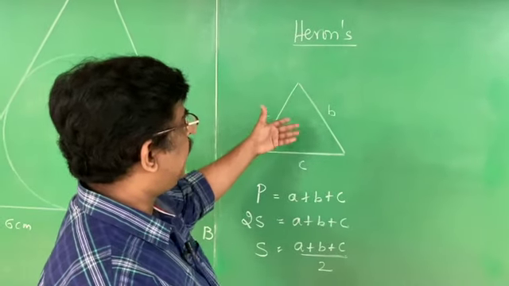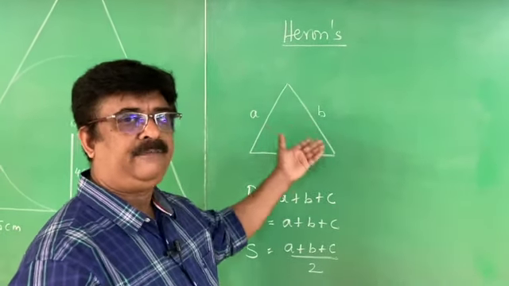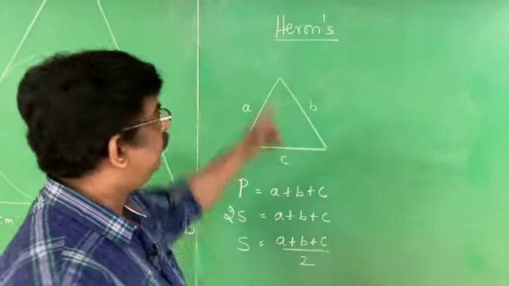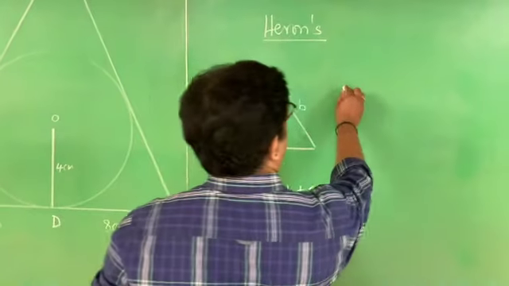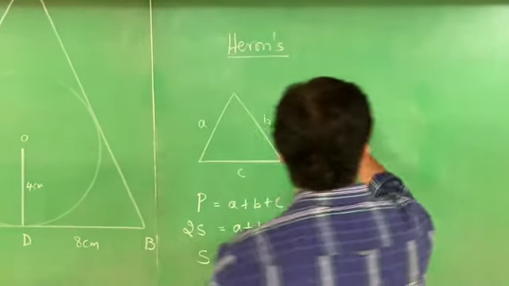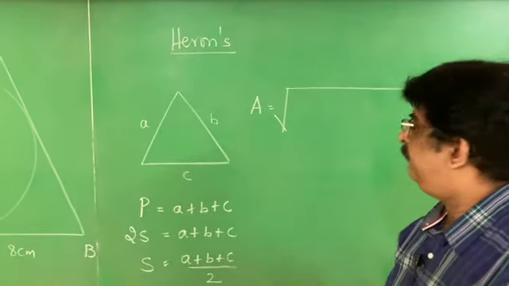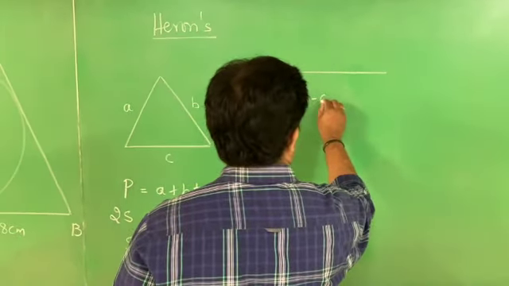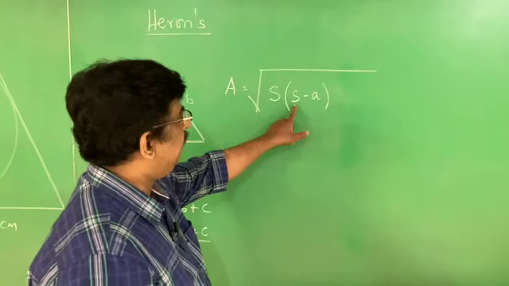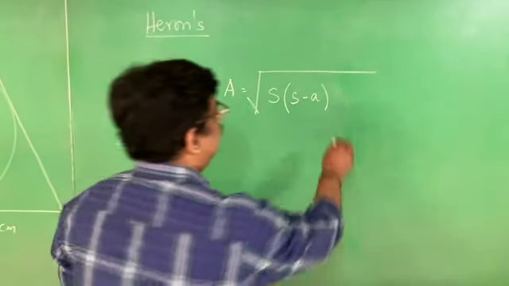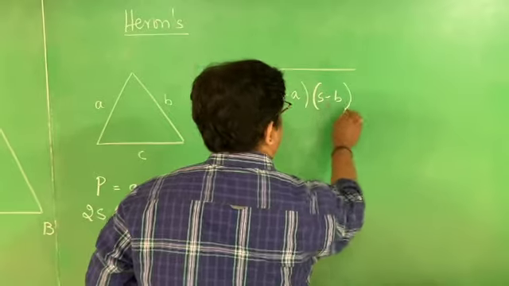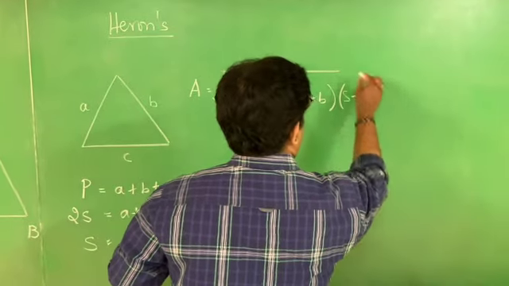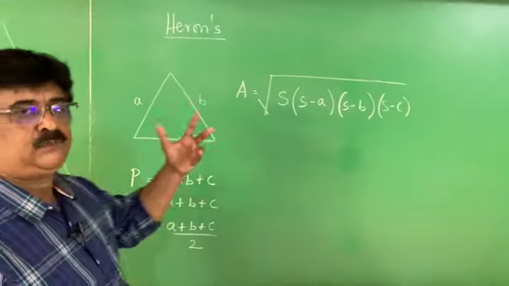Otherwise, to find the area of a triangle, we normally use half into base into height. Here, height is not given. Only 3 sides are given. How to find the area? We are using Heron's formula. The formula is: area of a triangle is equal to square root of S into S minus a, semi-perimeter minus one side, into S minus b, semi-perimeter minus one more side, into S minus c. This formula is called Heron's formula.